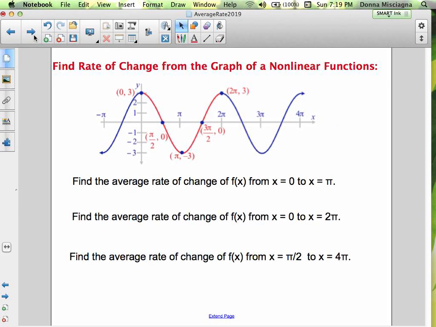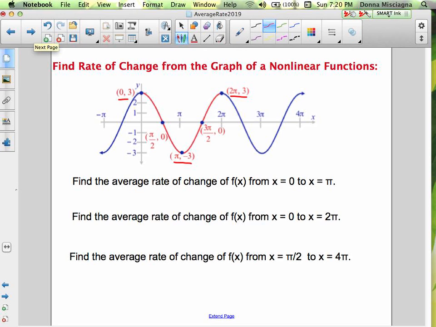All right, so find the average rate of change from the graph of a nonlinear function. Here we have a trig function. I hope you can figure out which one it is. When you look at the whole thing together, it can be a little confusing. But if you just look at the part that's in red, the points here are (0, 3), then (pi, -3), and then at 2 pi, back to 3.